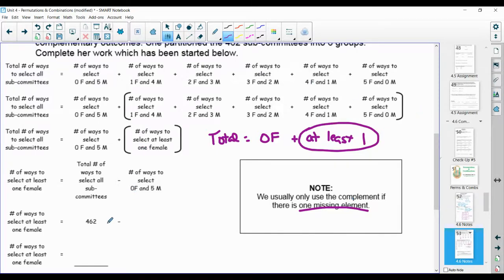So if we think about this, we've got 462 minus the number of ways to select 0 females and 5 males. Well, what would that look like? 0 females and 5 males would be 6 choose 0 times 5 choose 5. Well, if we think about our math there, 6 choose 0 is just 1. Only 1 way to choose 0 females, and 5 choose 5 is also 1. So we end up with 462 minus 1, which is 461 ways. So significantly less work than having to write everything out.